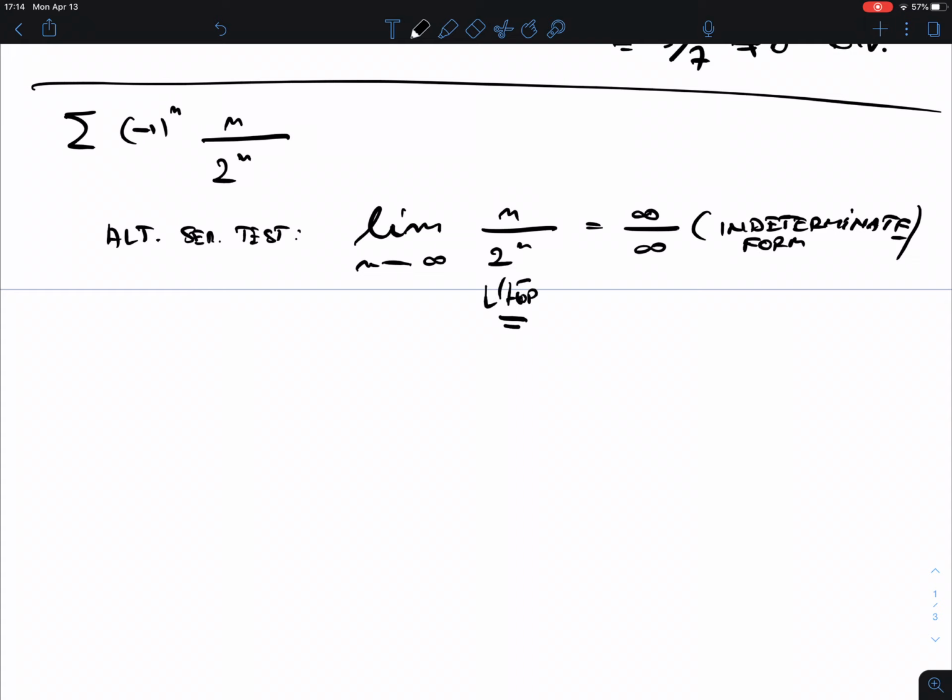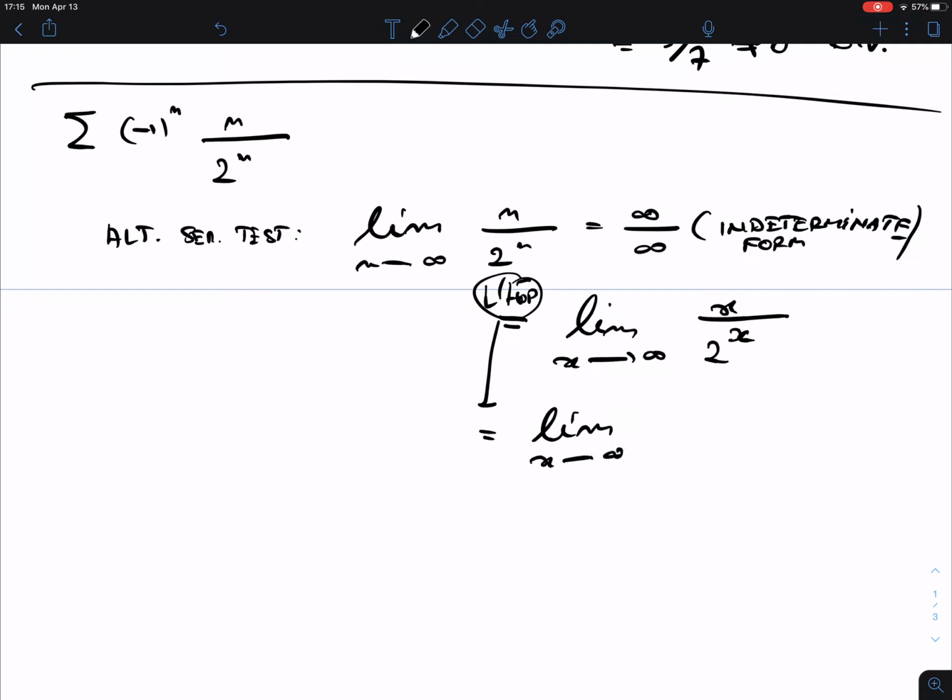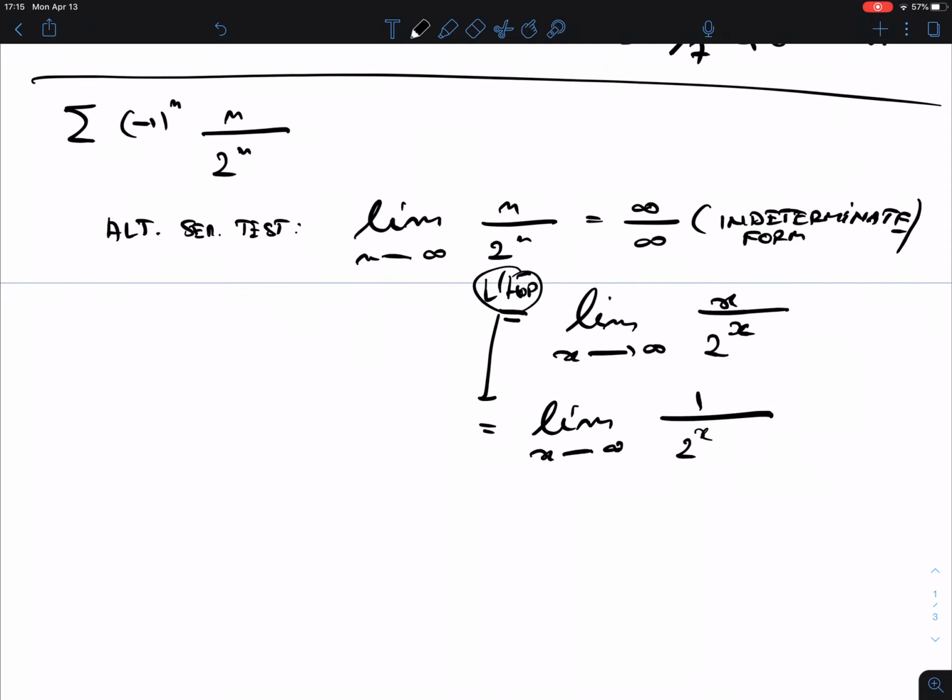Now, technically, to do L'Hopital, you actually have to write it as a limit of a variable, a function. It's easily done, and so now what we do with L'Hopital is take the derivative of the top, which is 1, and the derivative of the bottom. Remember, the derivative of e^x is e^x, but the derivative of 2^x is 2^x times ln 2. This is an extra coefficient that comes in.